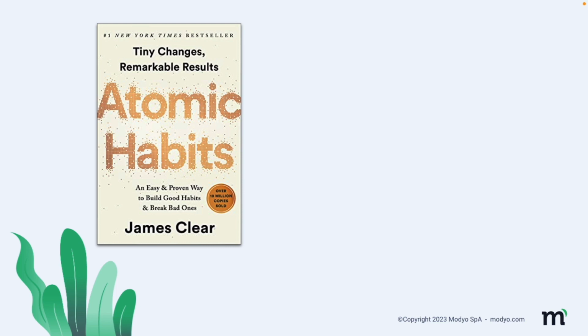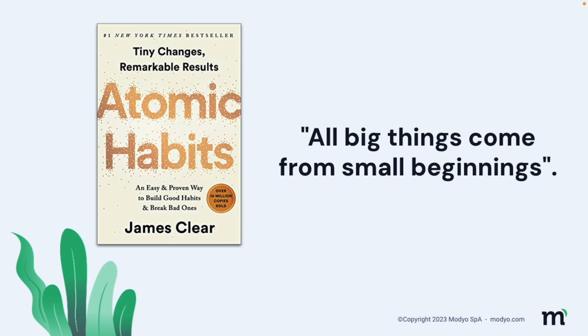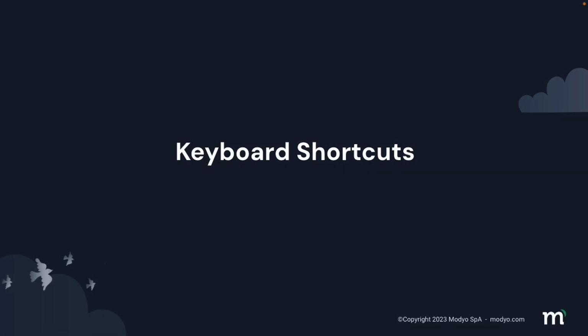I don't know if you ever read it. If you don't, let me recommend this excellent book from James Clear. It's called Atomic Habits. It will help you find out how small changes can help you improve a lot on your daily routine. And I want to give you one small phrase that I got from this book: all big things come from small beginnings. So let's start with the first feature, which is keyboard shortcuts.